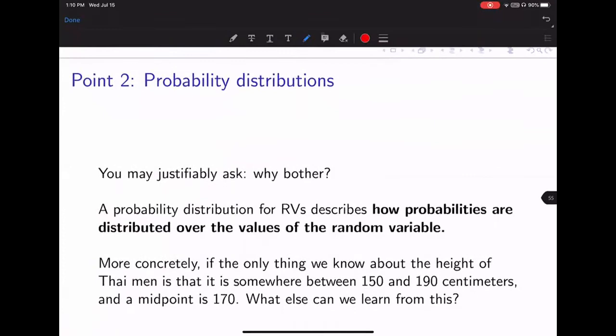And I raised this point last week, and I want to rehash it again. Why is probability distribution useful? Why do we need a probability distribution? Maybe this is the first time you've heard someone talk about probability distribution, and you can justifiably ask, why do we have to talk about this?